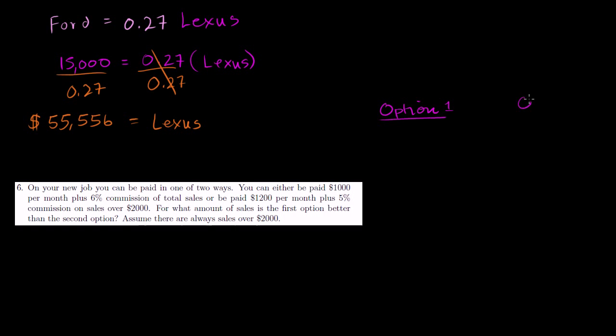Option 1, and let's write option 2 here. Option 2. You can either be paid $1,000 per month plus 6% commission of total sales. So let S equal total sales. So your first option, you'll be paid $1,000 per month plus 6% of total sales. So on a monthly basis, you'll be paid $1,000 plus 6% times your total sales.